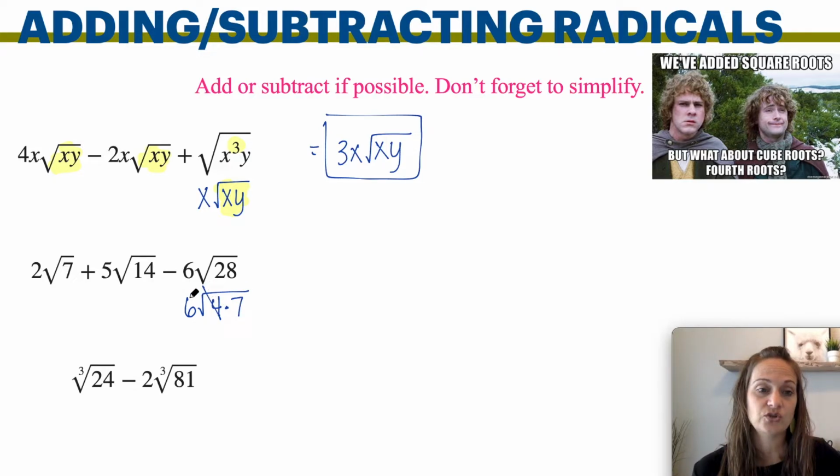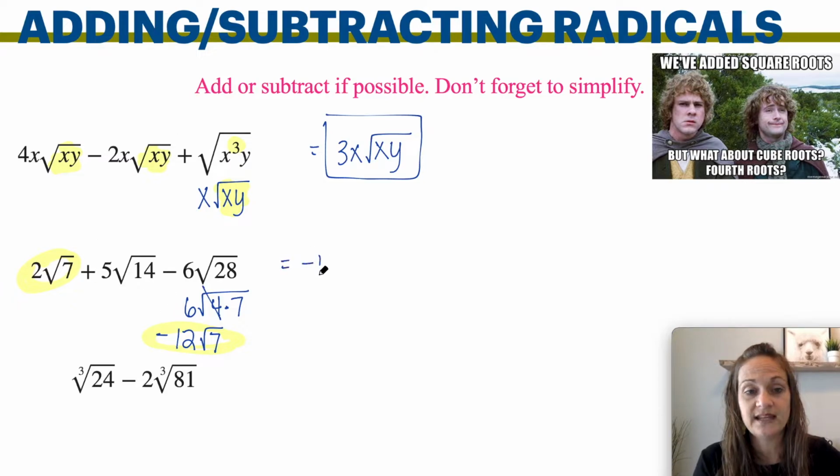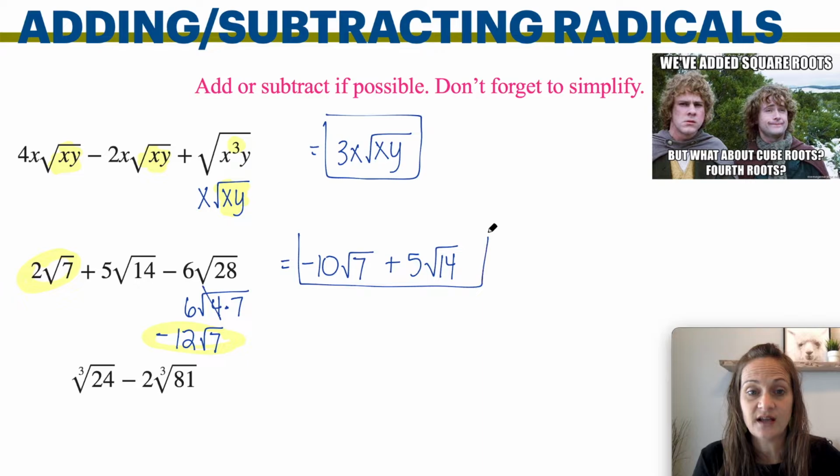The square root of 4 is 2, and 2 times 6 is 12. So we can at least combine this 2 square roots of 7 and this negative 12 square roots of 7. 2 and negative 12 will give me a negative 10 square roots of 7. And then we're just going to bring over the 5 square roots of 14, and you are done.